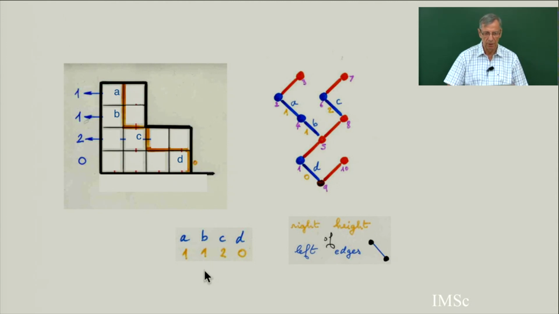My yellow number here becomes the blue number. So to A, I associate 1. To this edge B, I associate 1. To this edge C, I associate 2. To this edge D, I associate 0. And now the yellow path is between these edges in relation with A. You put a vertical edge at a distance 1 from the border. Here you put also a vertical edge at a distance 1. Here at distance 2. And here at distance 0.